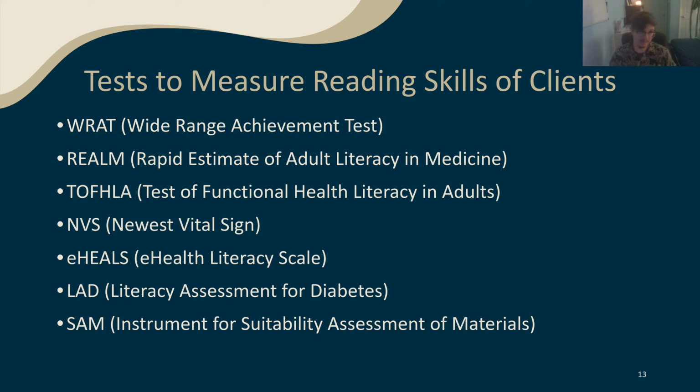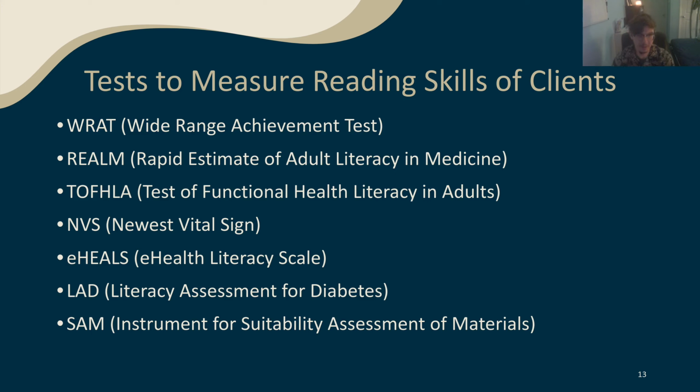Then we have a couple here, NVS and E-HEALS. These are ones mentioned in the newer edition of the book. Newest Vital Sign is kind of a weird test where they use a nutrition label from ice cream and they give the patient questions related to that to see if they can answer it. And allegedly, it actually works fairly well. Now, of course, this isn't going to give you an exact grade level of where they are, but Newest Vital Sign is an interesting technique to give you kind of a general gauge of what a patient's literacy level is.